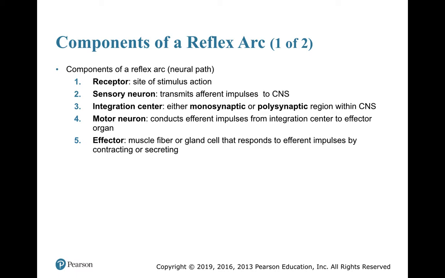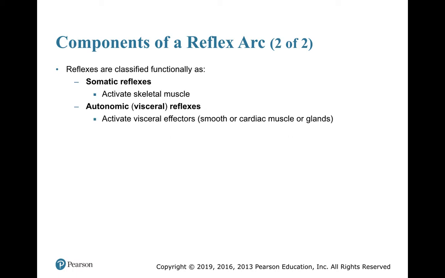From there, the instructions go to a motor neuron, which conducts efferent impulses from the integration center to the effector organ. The effector is either a muscle fiber, skeletal or smooth, or a gland that responds to the impulse by contracting or secreting, depending on whether it is muscle or gland. So somatic reflexes activate skeletal muscles. Autonomic reflexes activate visceral effectors, such as smooth or cardiac muscle or gland.